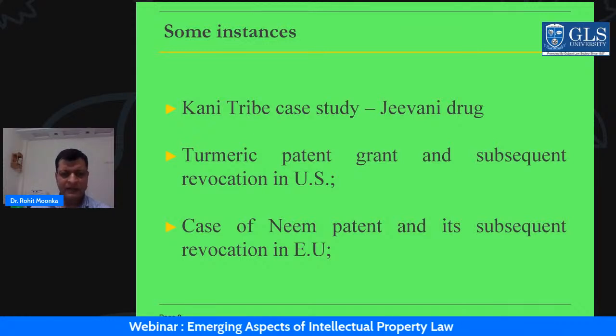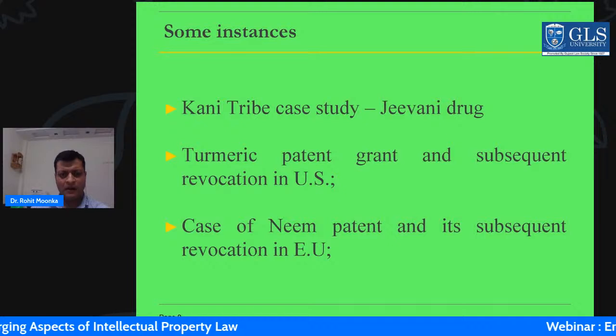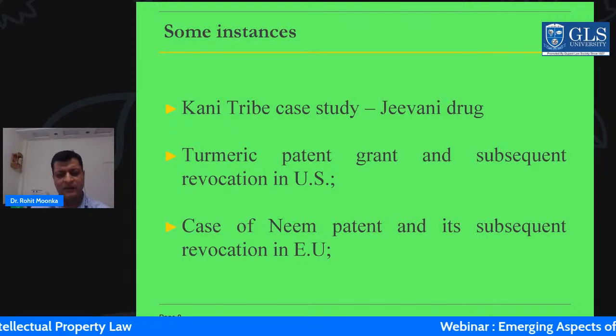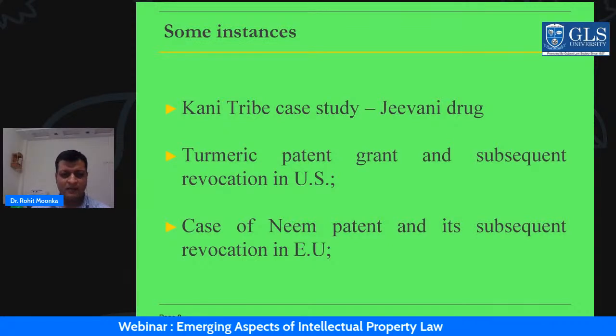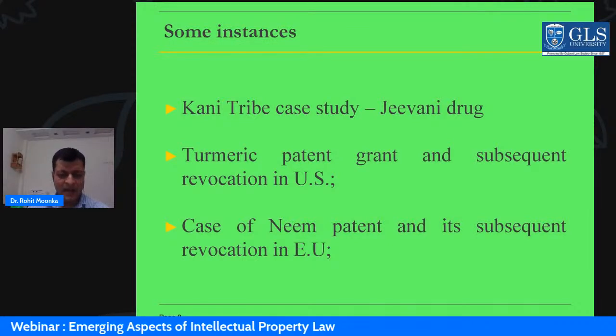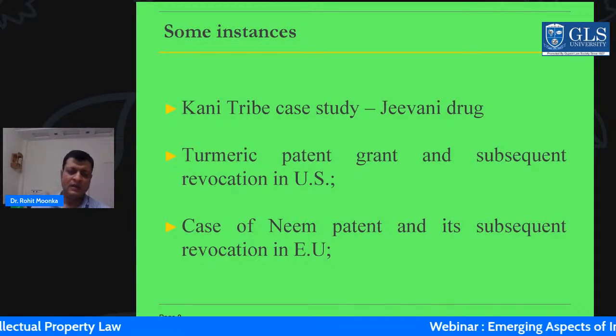Now I have taken three such case studies. One, the Kani tribe case study, which is regarding the Jivani drug. The second is the turmeric patent, which was granted in the US and subsequently revoked. And the third is the case of the neem patent and the subsequent revocation, which was granted in the European Union.